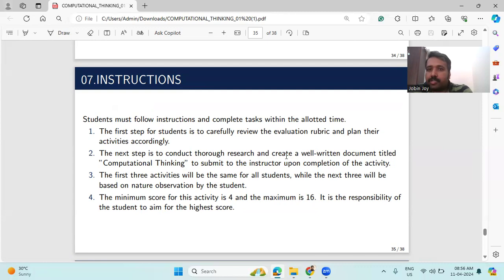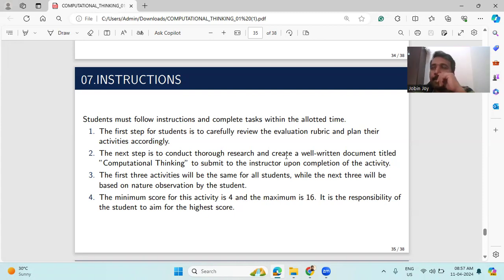then coming to the instructions, you must follow instructions and complete tasks within the allotted time. The first step for students is to carefully review the evaluation rubric and plan their activities accordingly. Okay, so after finishing this session, I will give you the evaluation rubric. I will give you two evaluation sheets. One is for self-evaluation and one is for peer evaluation.